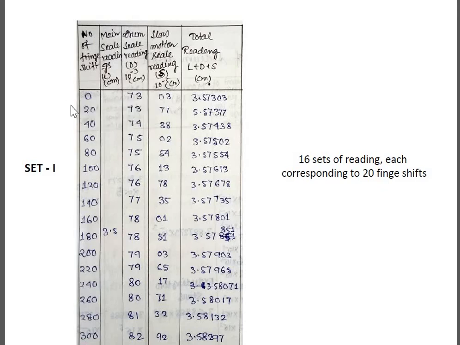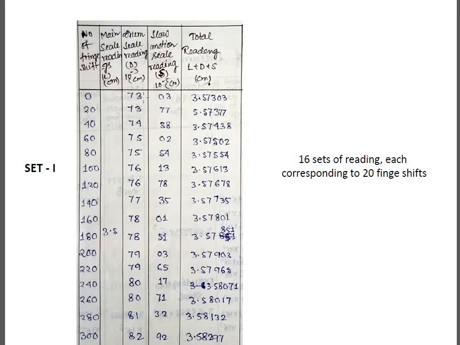After counting the number of shifted fringes for 20 times. So what we are doing is, we are taking each set of reading where each set corresponds to 20 fringe shifts. So first, when we start taking the measurements, that means no fringe shift, 0th measurement. This is the value 7303.